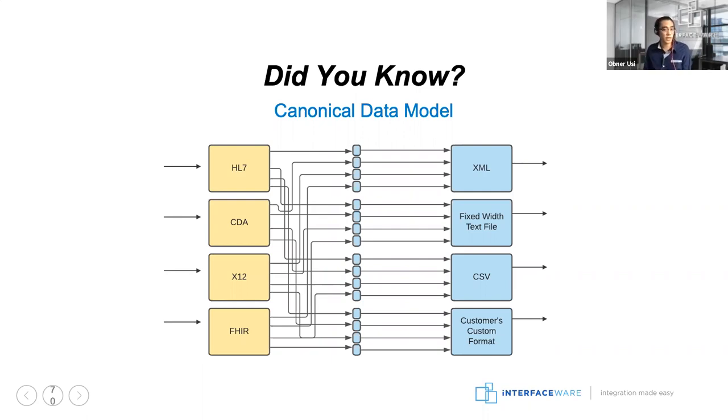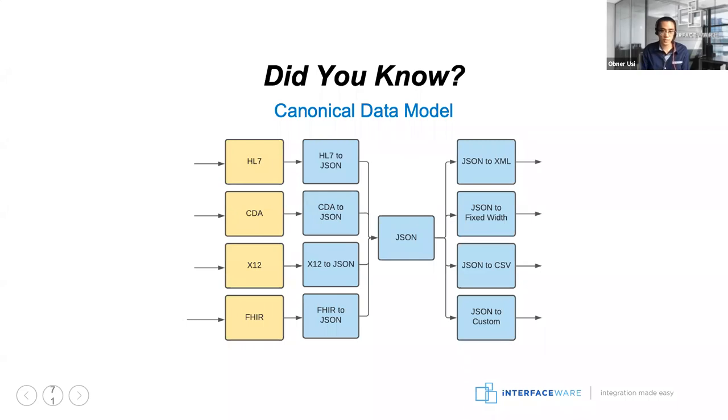Instead of this, we can have something like this. Here we have the canonical data model, where we convert all incoming data formats into one format, in this case, JSON, and each outbound format will convert from JSON. This eliminates the need for all the channels and decreases complexity. The benefit may not be great now, but if you have 10 or more formats, you'll instantly notice that the canonical data model works well.